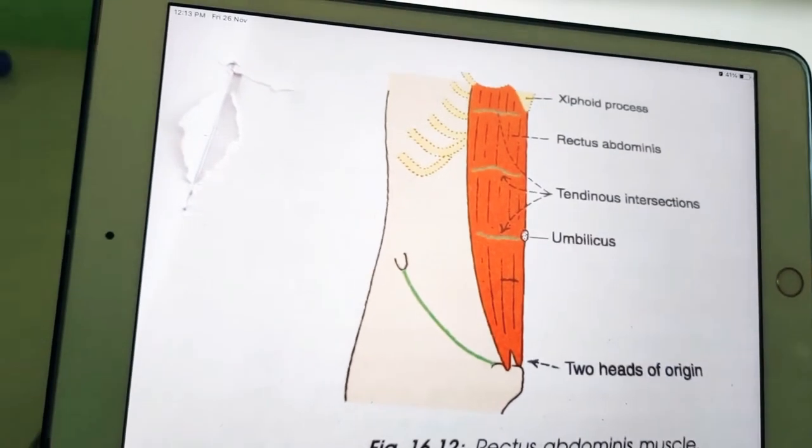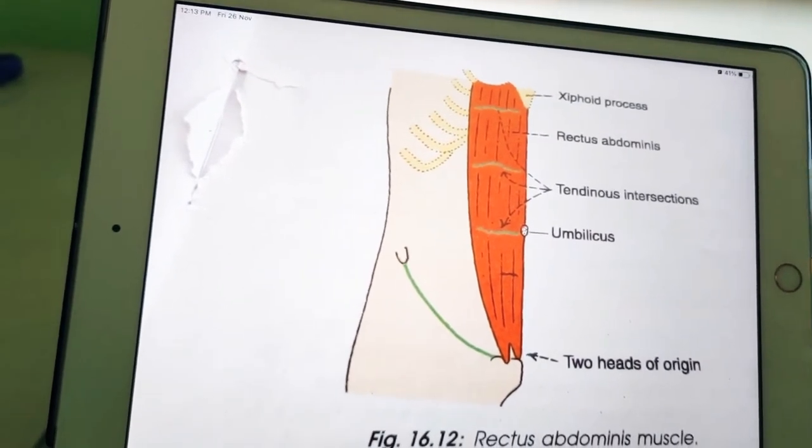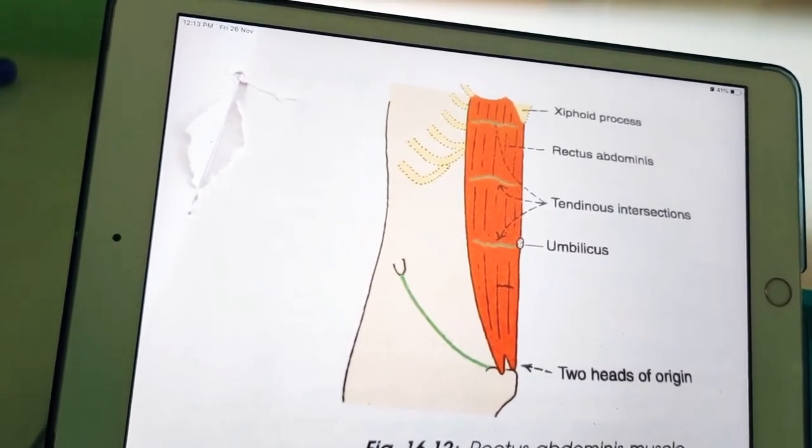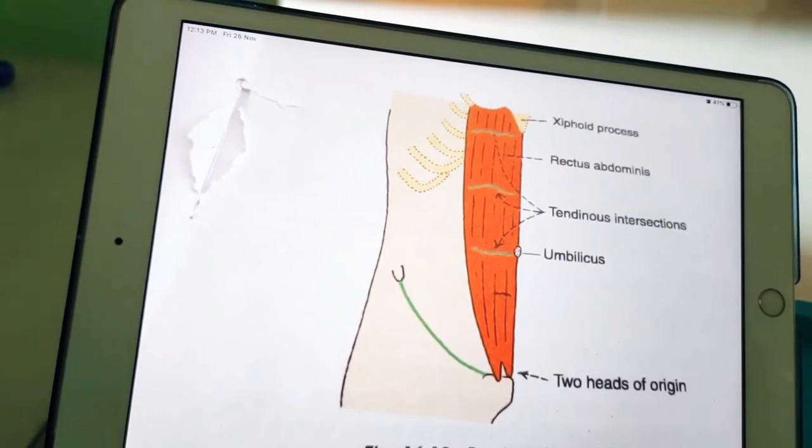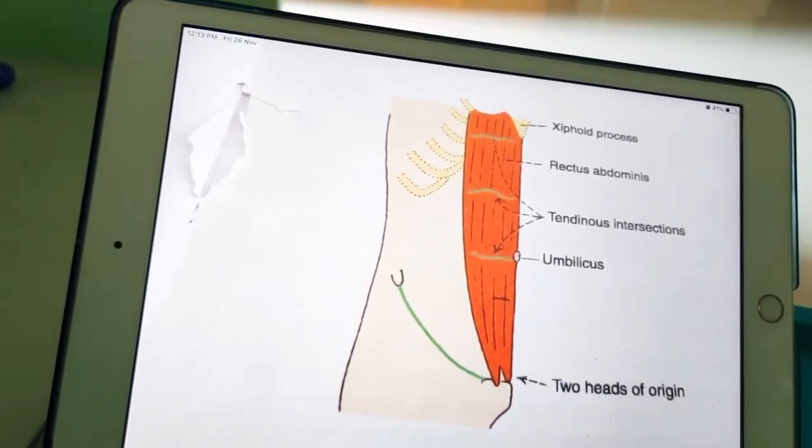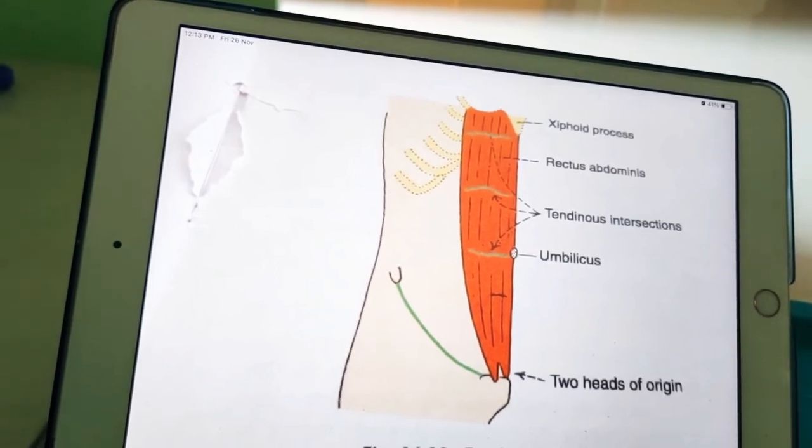Now coming to the other features, this muscle is enclosed in a sheet, and it is formed mainly by the aponeurosis of three flat muscles of the abdominal wall. So what is that sheet? That is the rectus sheet, let us see it later.